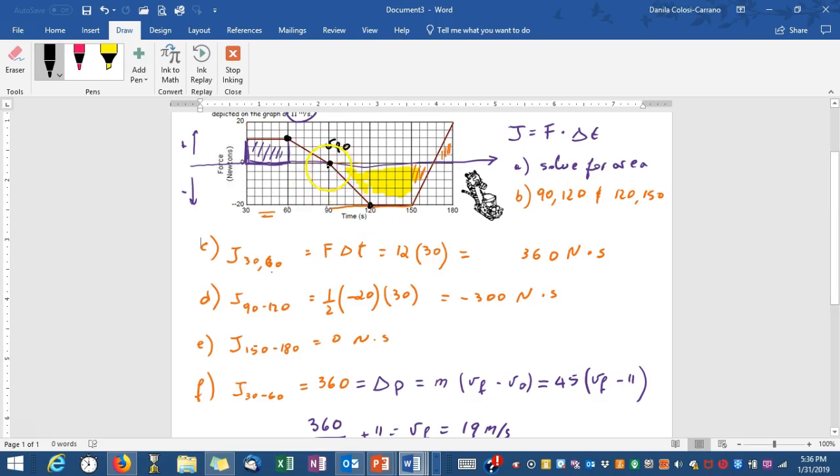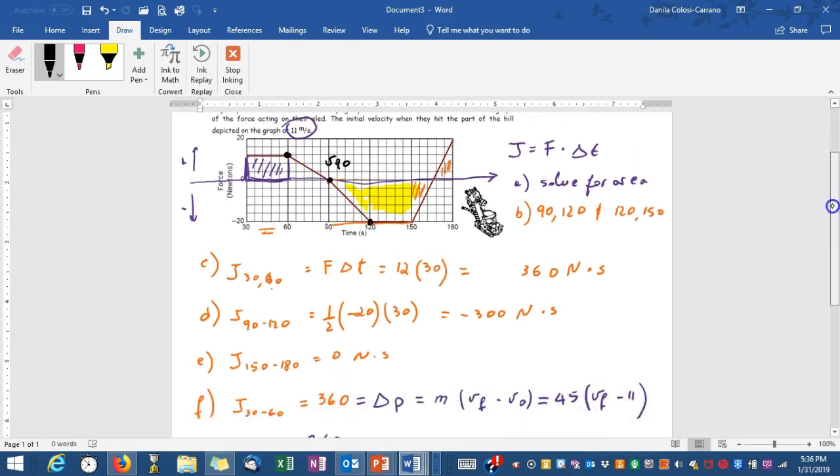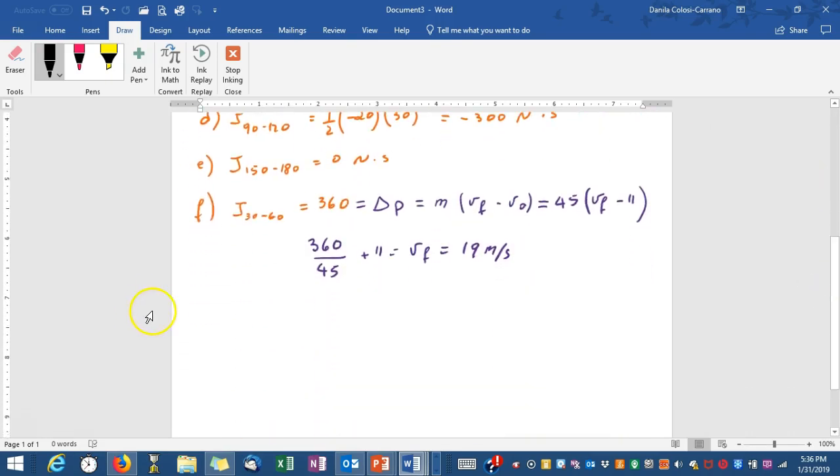So how do we calculate the velocity at 90? Well, we will use the velocity we just calculated, which is v60, as the initial velocity. So we can consider initial velocity and final velocity for the interval 60 to 90.